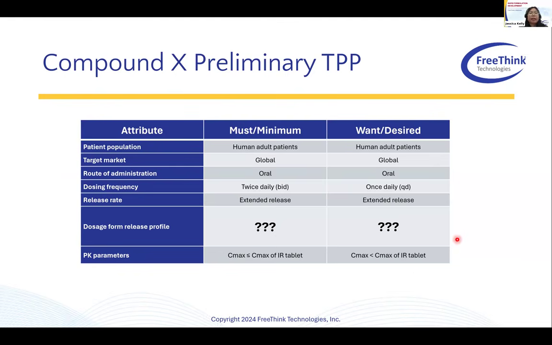But as you can see here in the dosage form release profile, we don't have a lot of information about the extended release profile. We don't have any information to put into these columns. And that sometimes happens when you develop a TPP, and that's totally okay. So as you can see here, our next step is to determine what the release profile should be. Let me turn off my laser pointer.